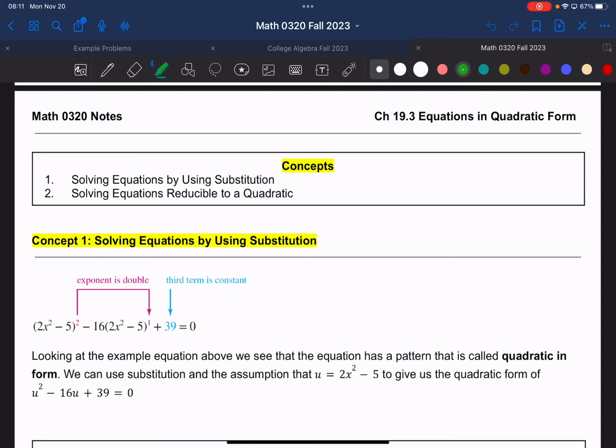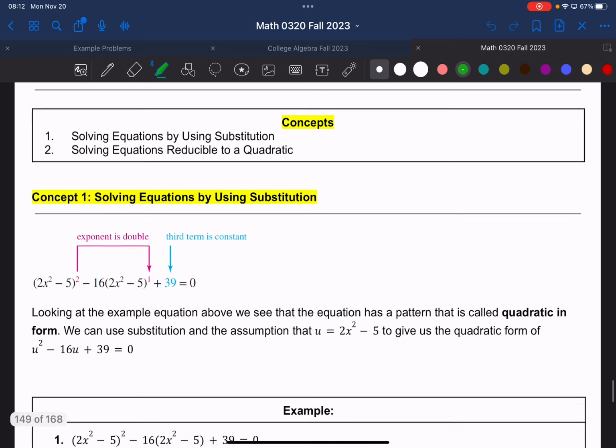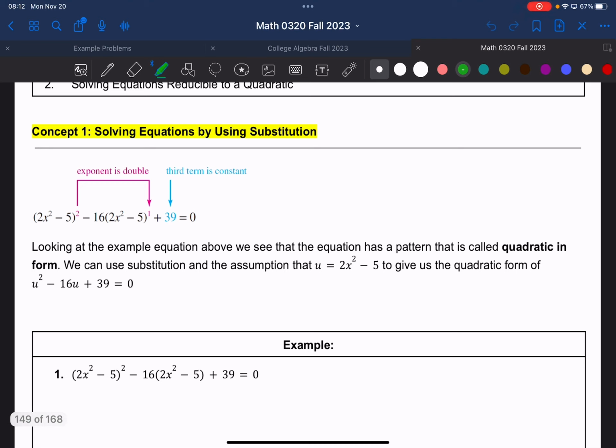Now we're going to look at some more problems with the U substitution, and a good chunk of the test that's coming up is going to have the U substitution in it. So that's why we're doing entire notes on it. We're looking at using U substitution and then how to solve these quadratic equations by reducing them first. So concept one is the most important part. In concept one, solving equations using substitution, this is just another name for that U substitution.